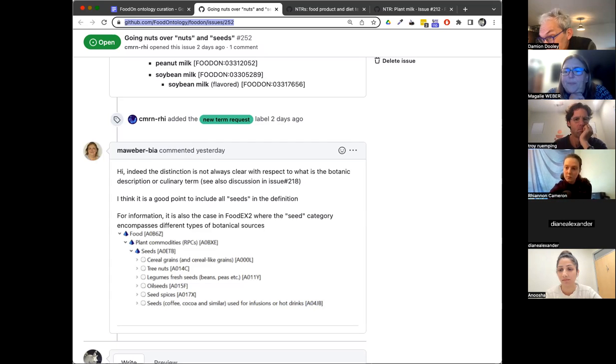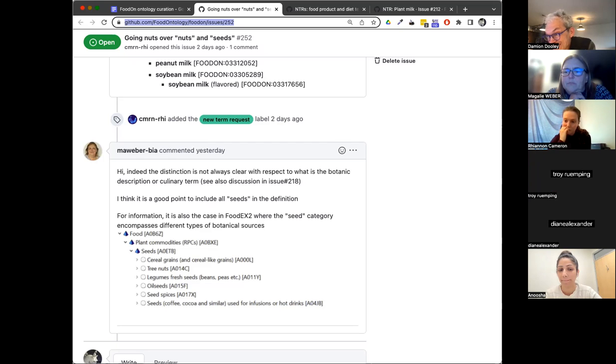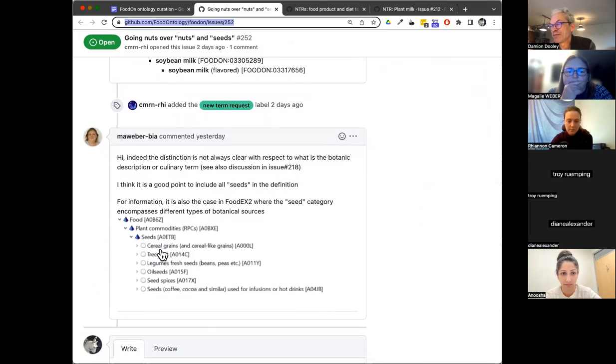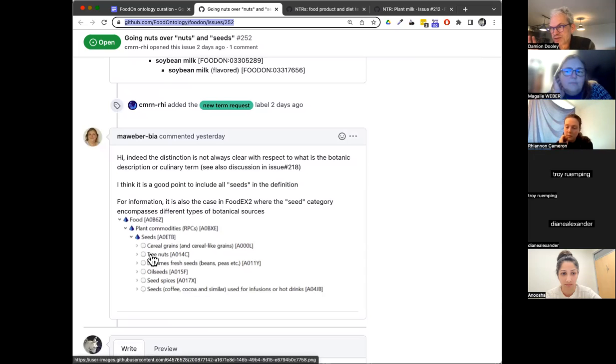We can do a seeds hierarchy. I mean, a seed milk food product, and so that was Rhiannon's seed milk. Yeah, we can do a seed milk hierarchy and fit in this quote tree nuts subclass without breaking any botanical rules. It's like botanically vacuous, this tree nuts thing. There's no species called that, and I don't think there's a botanical name for a tree nut, but it's a grouping.